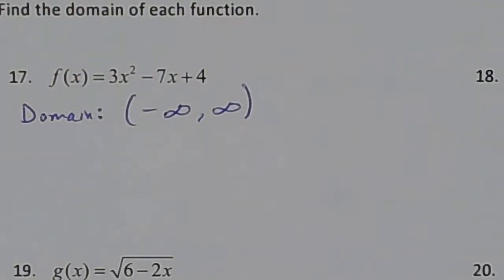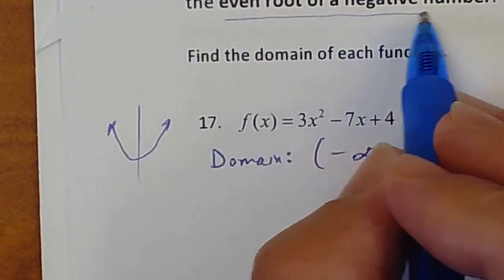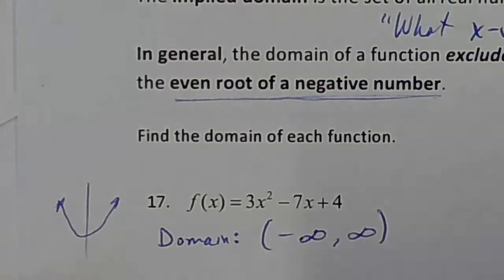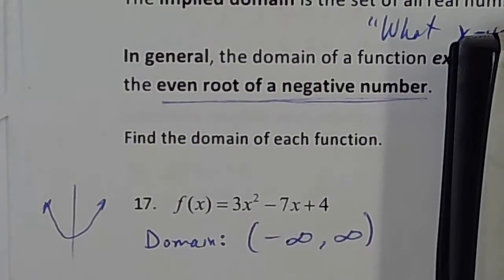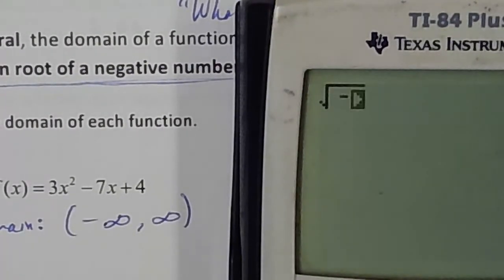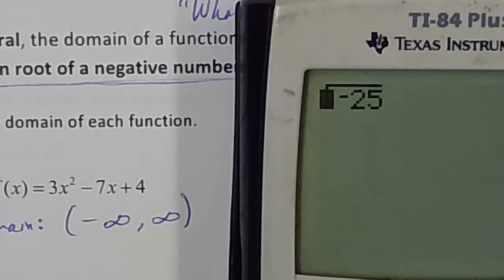All right, and the other scenario we have to worry about, at least until we get into trig functions and logarithms, which have different restrictions on the domain, is even roots of negatives. We can't take even roots of negatives. So for example, square root is an even root. If I took the square root of negative 25, the calculator doesn't like that because it's impossible, unless I use imaginary numbers. We can't do that. Another even root might be a fourth root.